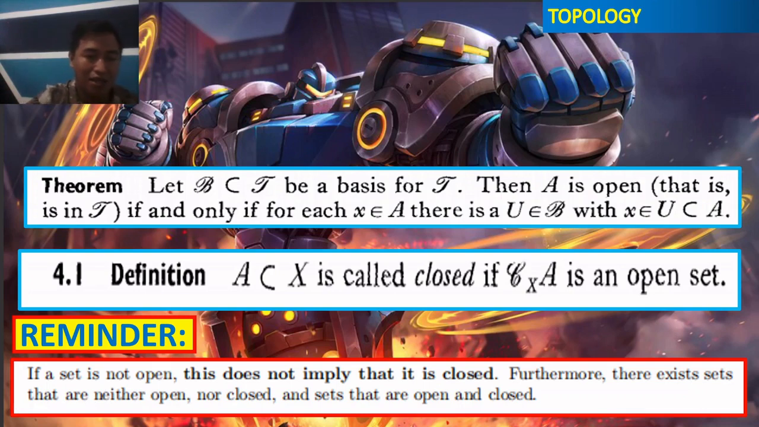Okay. If a set is not open, this does not imply that it is closed. So, kung dili siya open, dili siya meaning closed siya. Okay, naa tay mga nag-exist na mga sets that are neither open nor closed. So, dili open, dili po siya closed. O naa pod tayo sets that are both open and closed. Okay, so we have 4 types of sets: open sets, closed sets, both open and closed sets, and then neither open nor closed sets. So, ito na discuss sa atong class.